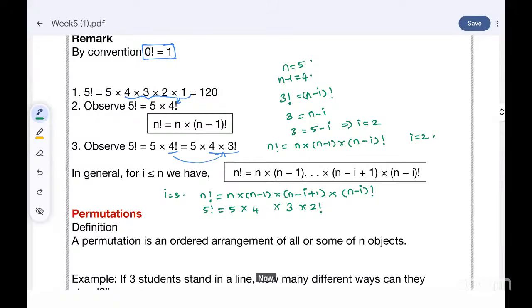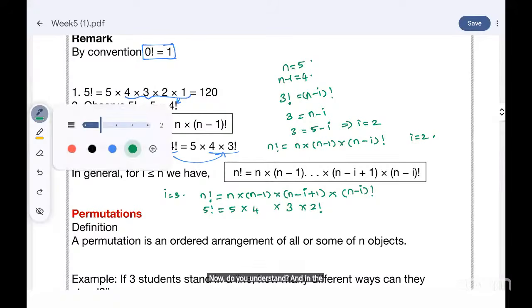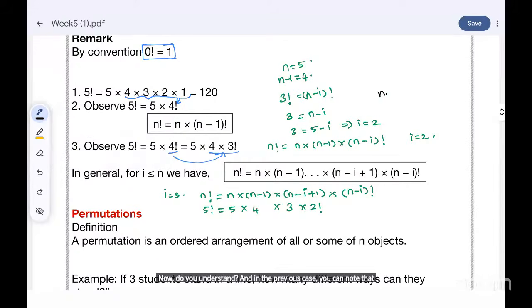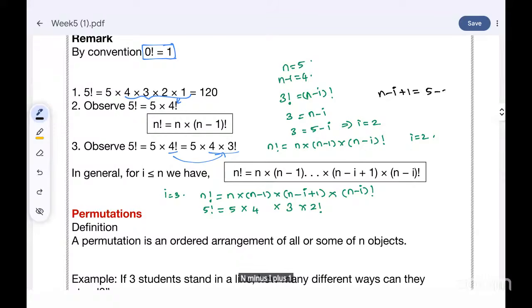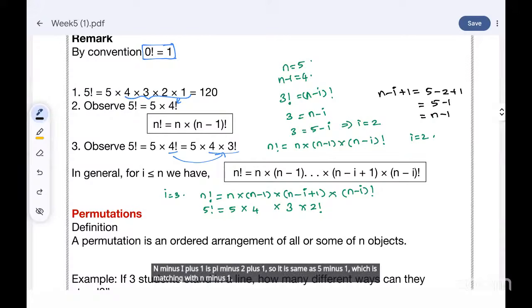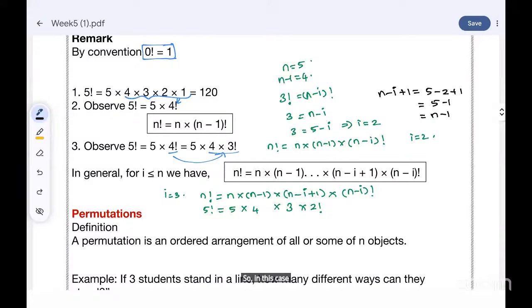Now do you understand? And in the previous case, you can note that n minus i plus 1 is 5 minus 2 plus 1, which is the same as 5 minus 1, matching with n minus 1. So in this case, your n minus i plus 1 happens to be n minus 1. Now you understand? Yes, ma'am. Thank you.